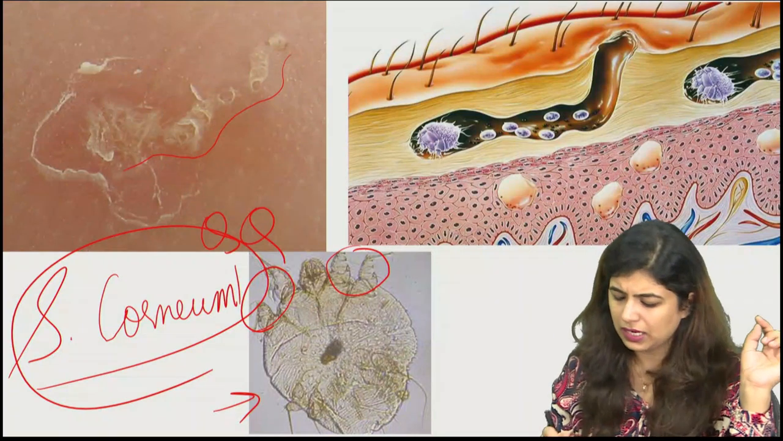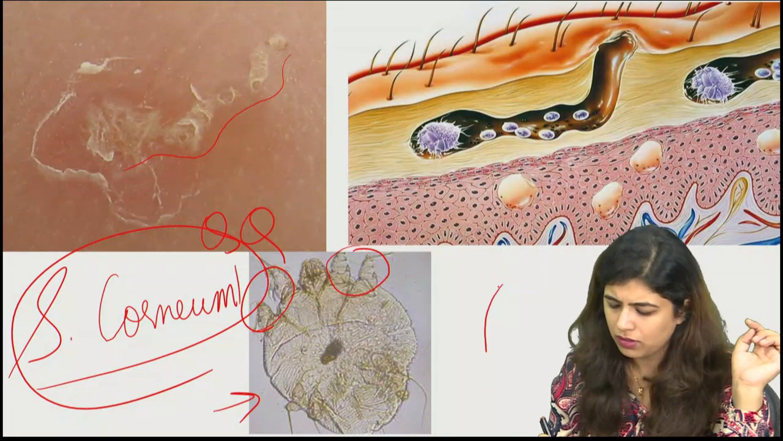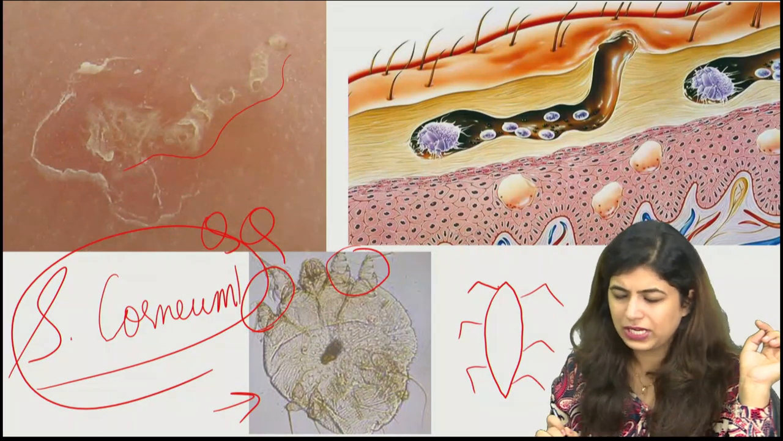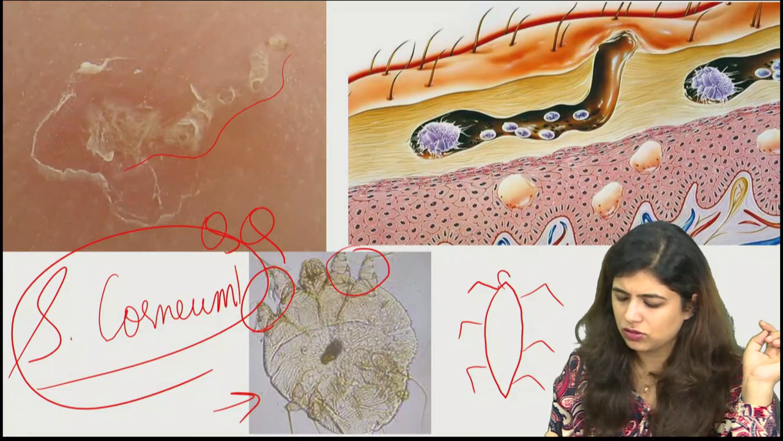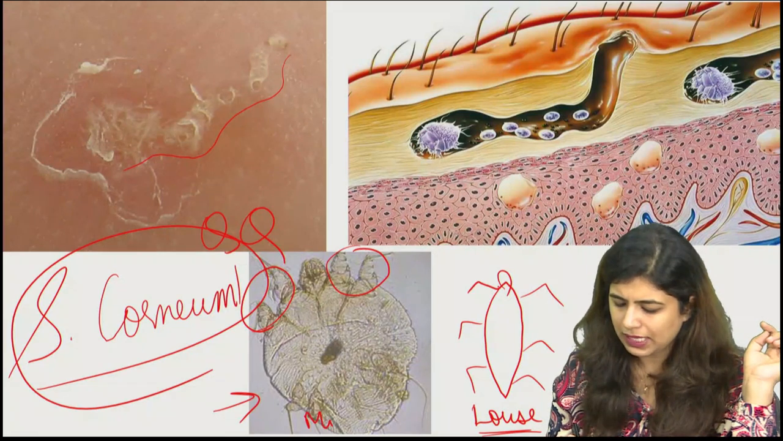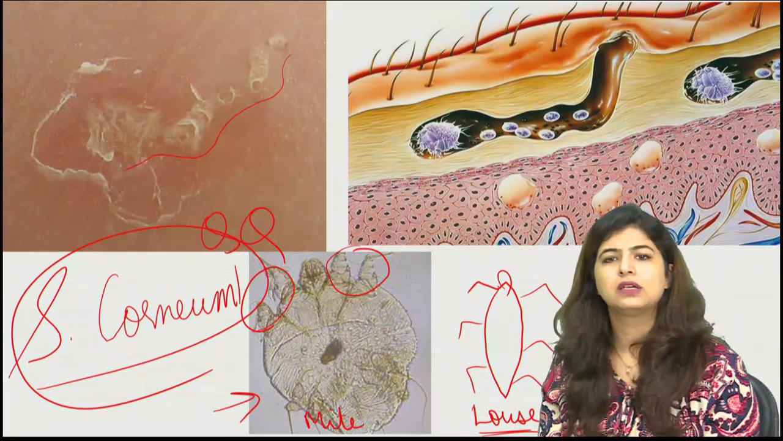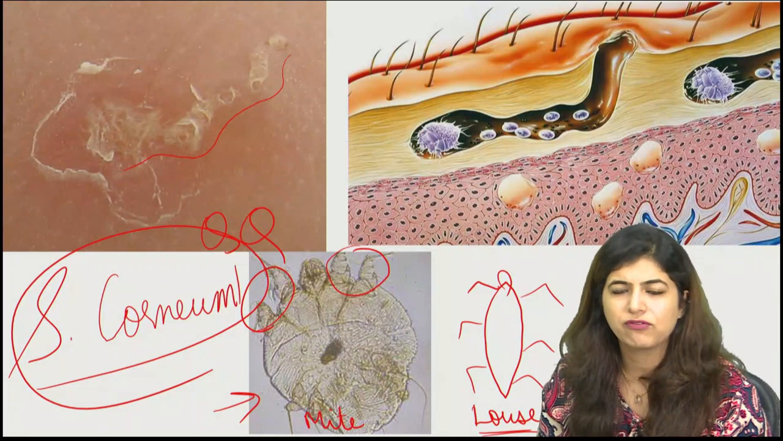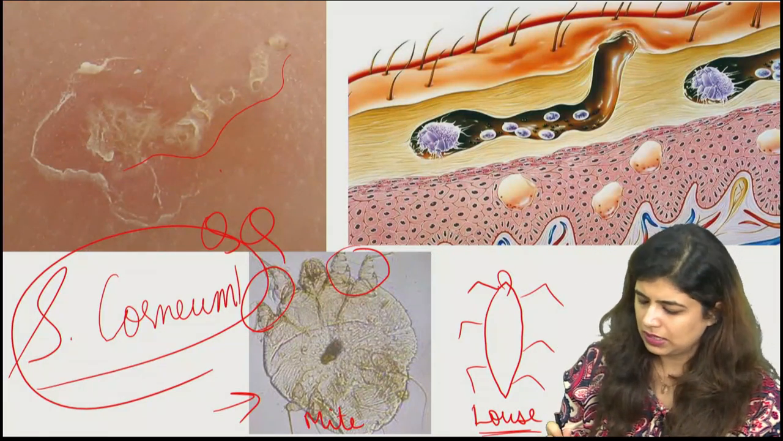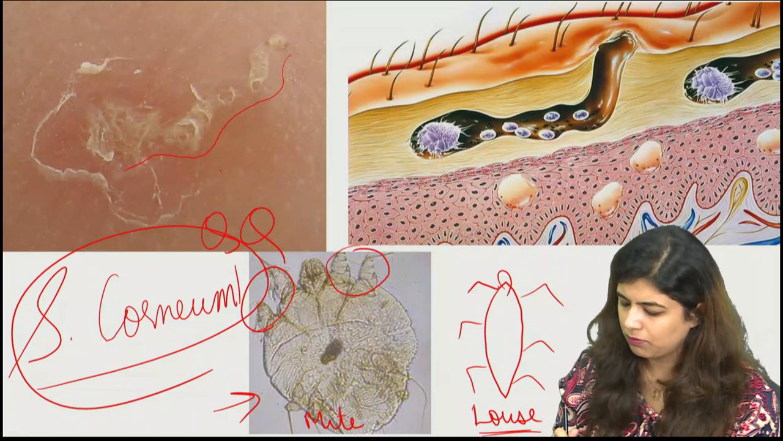Scabies will look like this, and lice will be a more long flattened structure with three pairs of legs. So this is how a louse will look, but this is how a scabies mite looks. So this is where you have to differentiate between these two creatures, and this is a very, very important question.